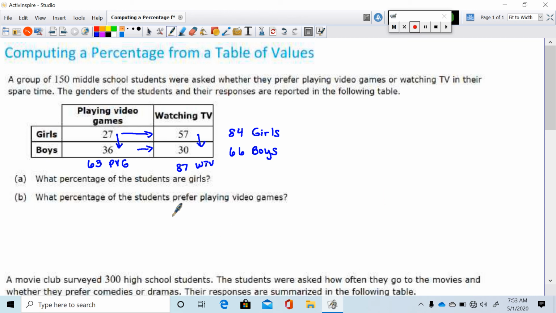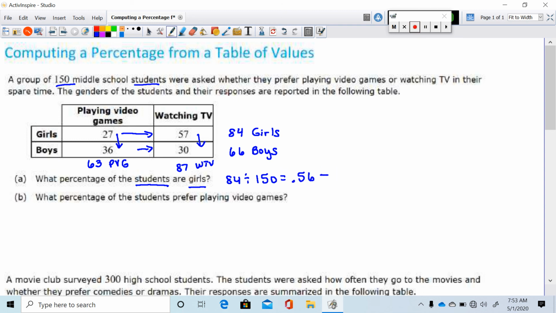Okay, so now it says what percentage of these students are girls. So you're almost working backwards here. You want girls, 84 girls, and you divide it by whatever's in front of the word "of", or what the percentage of. So of the students, well, there are 150 students. So 84 divided by 150 is 0.56.